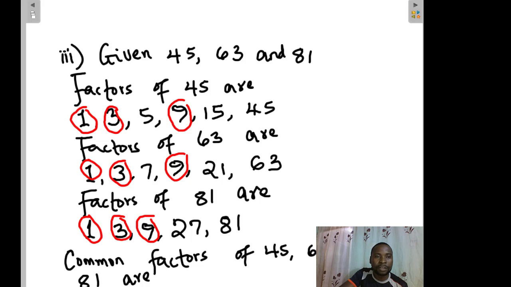So what does that mean? The common factors of 45, 63, and 81 are 1, 3, and 9. So you see how quite easy it is to get common factors of numbers.